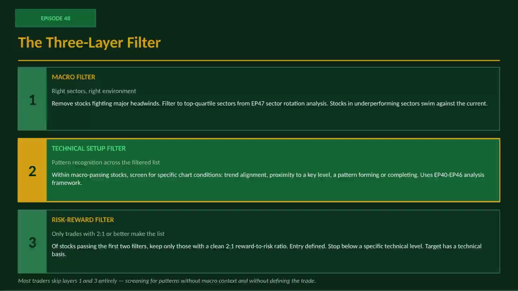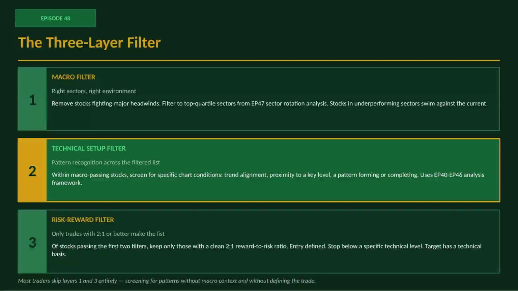Layer 2 is the technical setup filter. Within the stocks passing the macro filter, you are looking for specific technical conditions, trend alignment, proximity to a key level, a pattern that is either forming or just completing. This is where chart analysis from earlier episodes comes into play. You need a pattern matching screen.